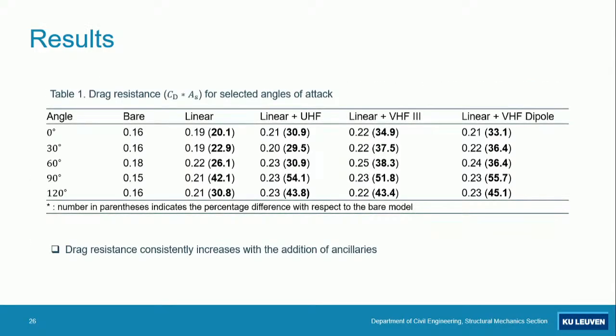And this is a table summarizing the results and also highlighting, let's say, the increase in these coefficients, and here the increase actually in the drag resistance. So by multiplying the coefficients with the projected area, you can see a big jump going from the bare structure to the one with the linear ancillaries, with an increase of up to 40%, and then some additional increase going to each of the antennas, which means that they do contribute significantly to the drag resistance of the section.